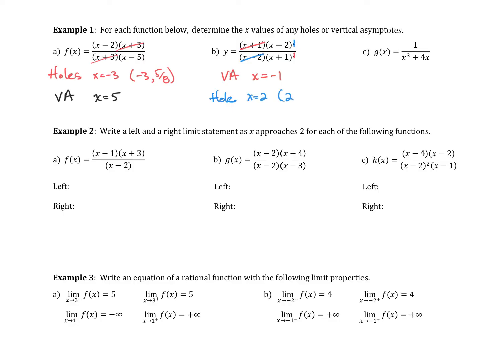Now, I want to go further. All right? I want to figure out what the y value is. And so when I substitute in 2 into my simpler function of x minus 2 over x plus 1, what do I get? 2 minus 2 is 0 over 3. Can we do 0 over 3? Yeah. 0 over 3 is what? 0. All right, so I have a hole going on at 2 comma 0.